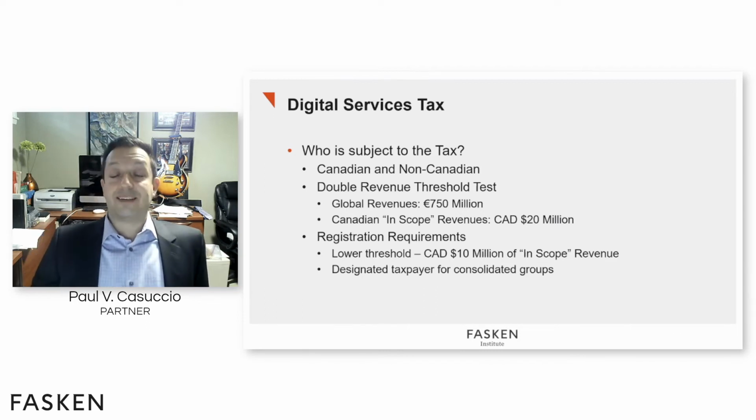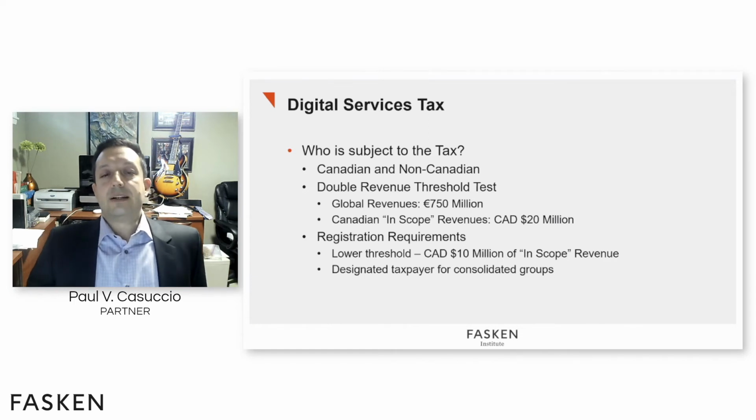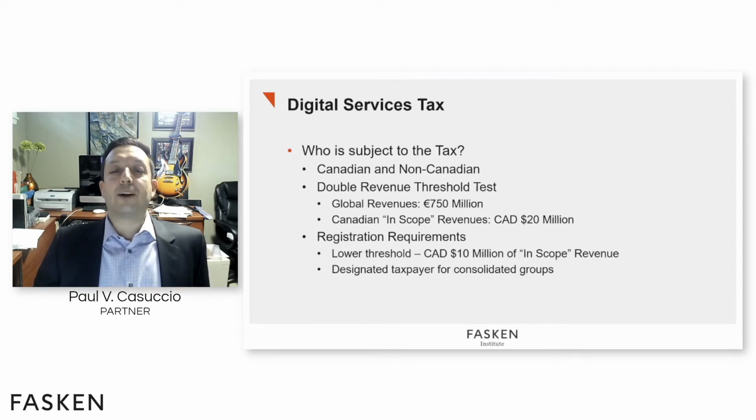We're going to talk extensively about what this concept of in-scope revenue is in a little bit. Now, interestingly, the legislation actually requires registration of an entity at a lower threshold than the actual threshold for the payment of tax. So once an entity has 750 million euro of global revenue and only 10 million Canadian dollars of in-scope Canadian revenue, registration becomes required. Now, ostensibly, this is to allow Canada Revenue to start to look at these additional entities to ensure that their in-scope revenues in Canada are actually less than $20 million.